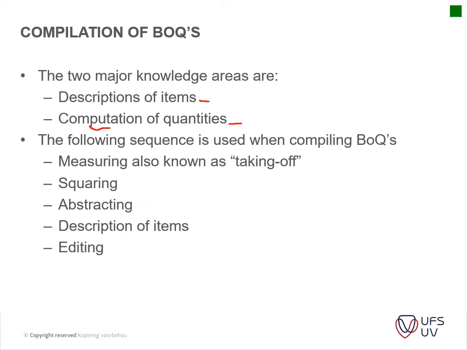The following sequence is used when compiling your BOQ. Okay, so measuring, also known as taking off. So you measure your items. Then you square them. What happens is, if you do a measurement, the measurement is usually done in the sequence as the project will be built. So you have different trades that you measure, and then you add. Your squaring is basically adding all of those quantities together and then abstracting that into a specific item.